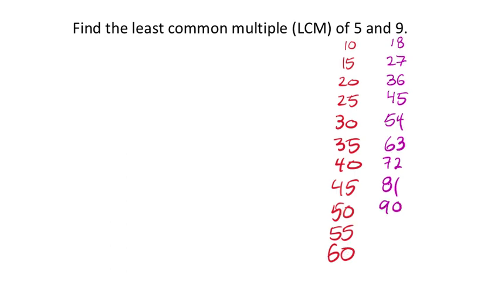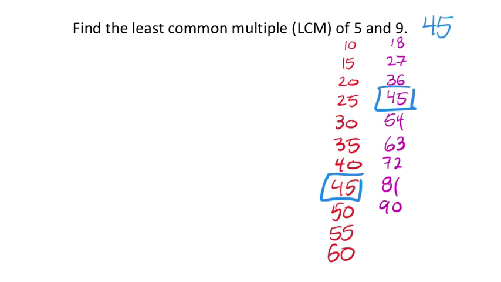Now, my list is only showing one common multiple, and it is showing already. If you had continued your list down, I think 6 more times for your 5s, you would have gotten down to 90, but the least common multiple that I see for these in my lists is 45. So the least common multiple of 5 and 9 is 45.